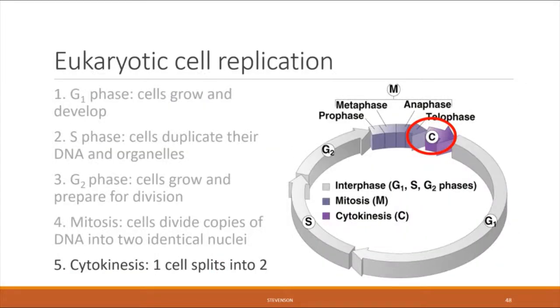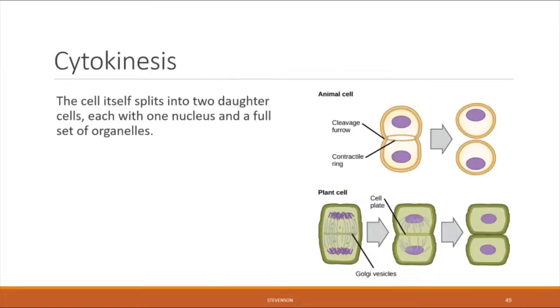Cytokinesis follows immediately after telophase, the last stage of mitosis, and it involves the cell splitting into two complete new daughter cells, which each have one complete nucleus and a full set of organelles. This cytokinesis process happens a little bit differently in animal cells versus plant cells because plant cells have a cell wall, which animal cells do not, which makes the process different between them.